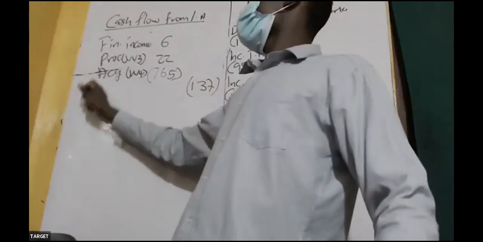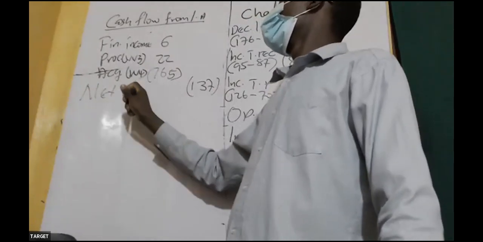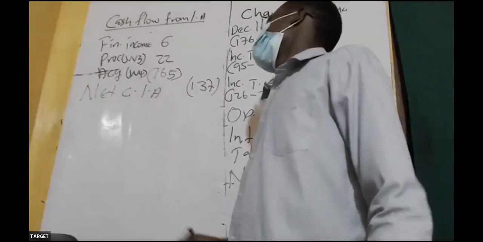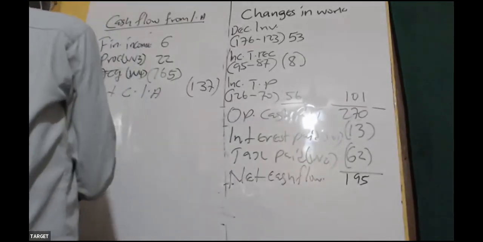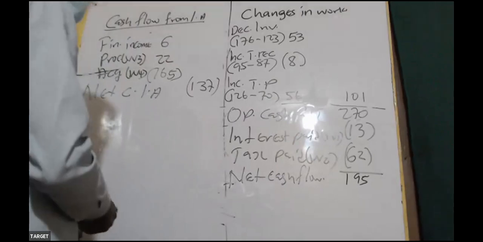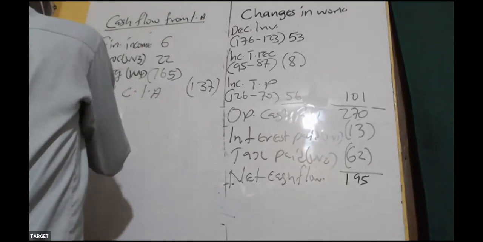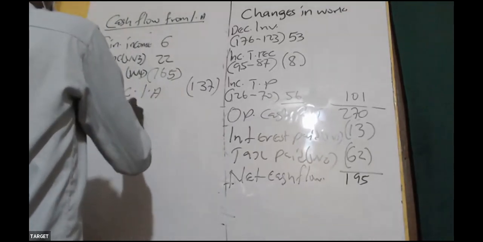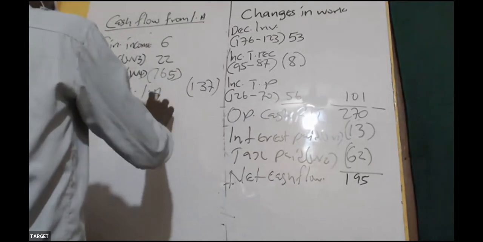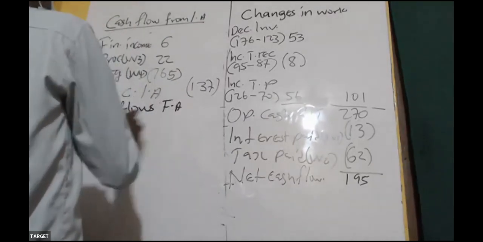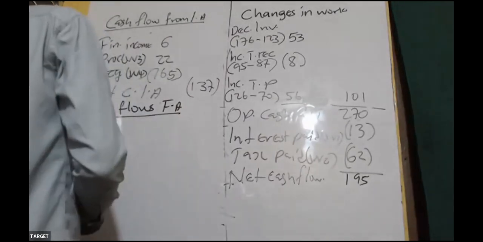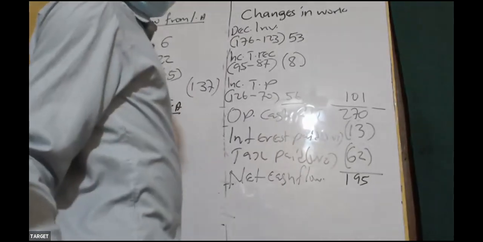Then examine the net cash flow from where? From IA, investment activity. Now let's go to the last section, financing activity. So financing activity. That is, we are computing cash flow from financing activity. So cash flows from FA, financing activity. First thing, you check whether they've issued shares for cash.